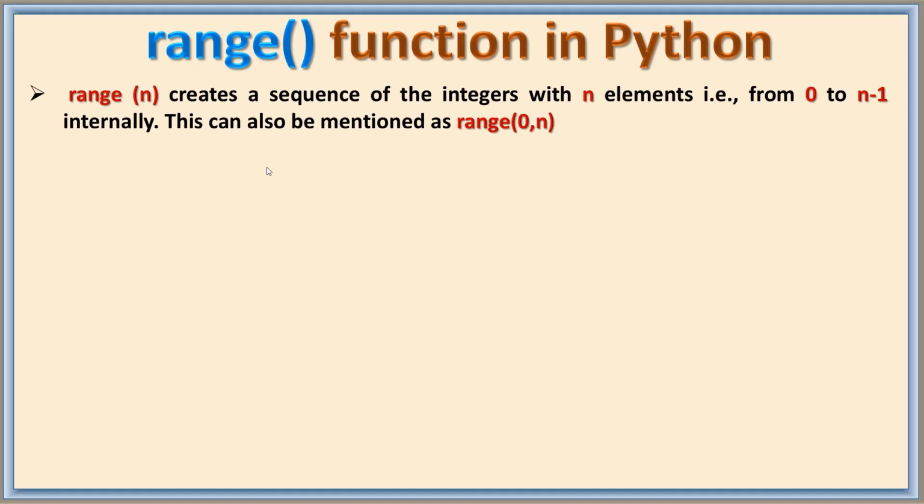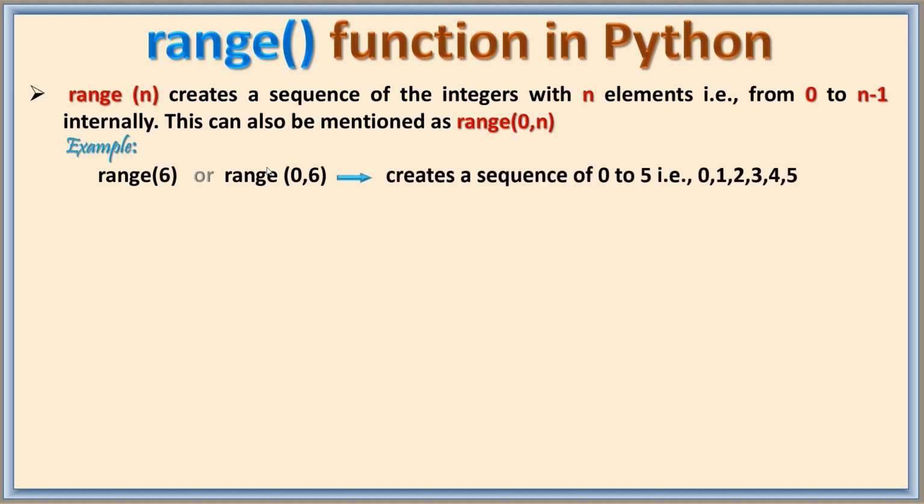So here remember n is not included. Previous to that number itself it will stop. So for example, range of 6 or range of 0, 6. When we are giving this, Python creates a sequence of integers starting from 0 and then stops at 5.